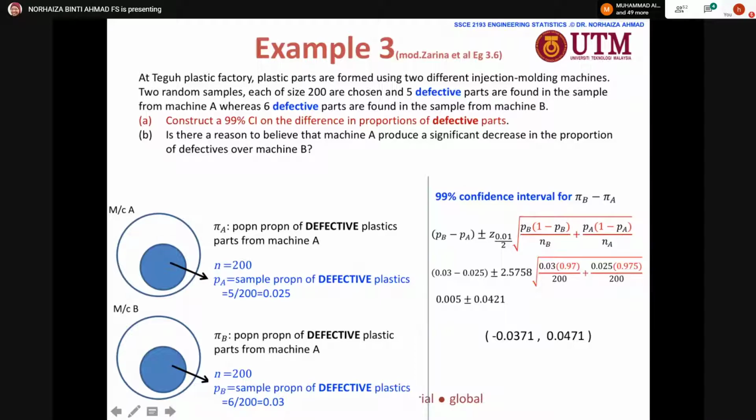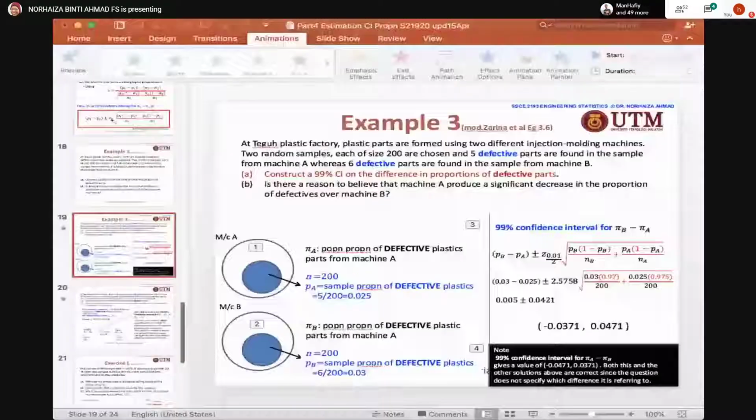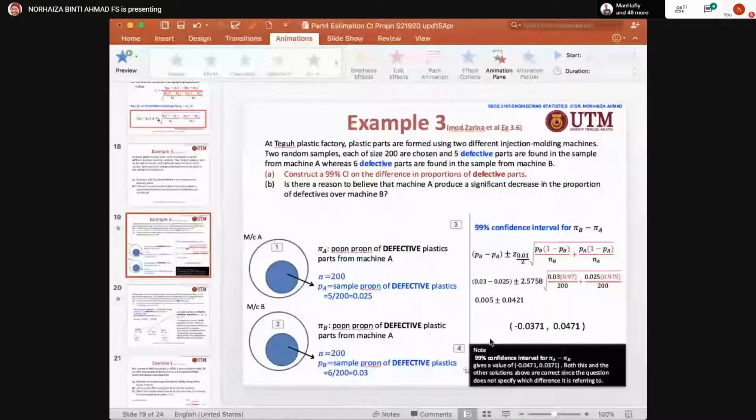If you want to find pi A minus pi B, you get the answer which is the opposite, which is going to be minus 0.471 or 0.371. It's just a different interval, but it has the same length with different end points.